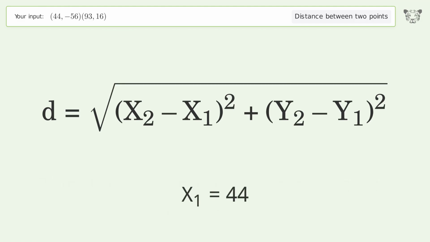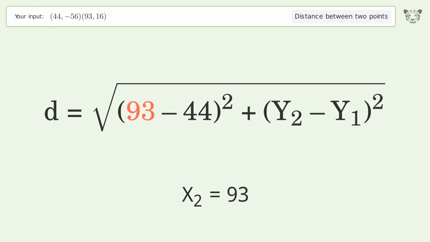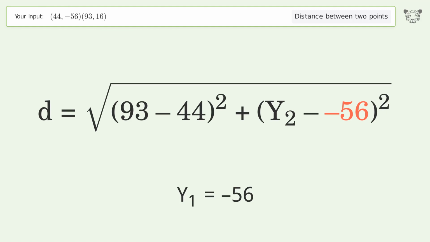x1 equals 44. x2 equals 93. y1 equals negative 56. y2 equals 16.